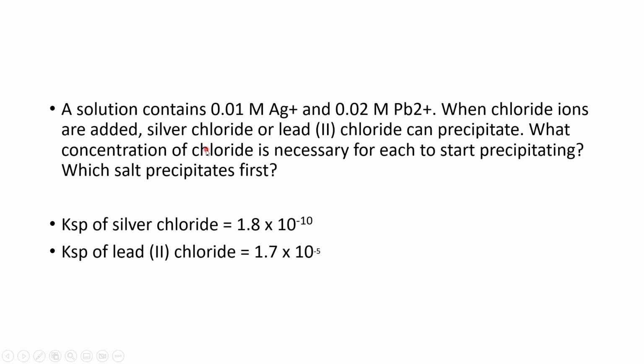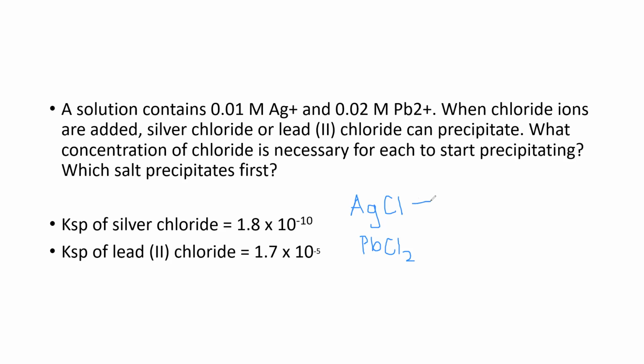And when we do that, there's going to be the possibility for silver chloride to precipitate, so AgCl, as well as the lead 2 chloride, so PbCl2. We want to figure out in both cases, what does the concentration of that chloride ion have to get to in order for a precipitate to start forming for both of these substances. And then using that information, we want to identify which of these solutions is going to precipitate first.